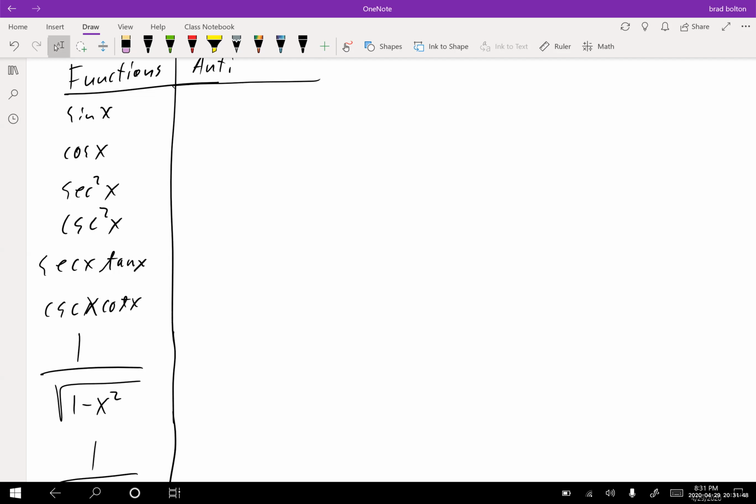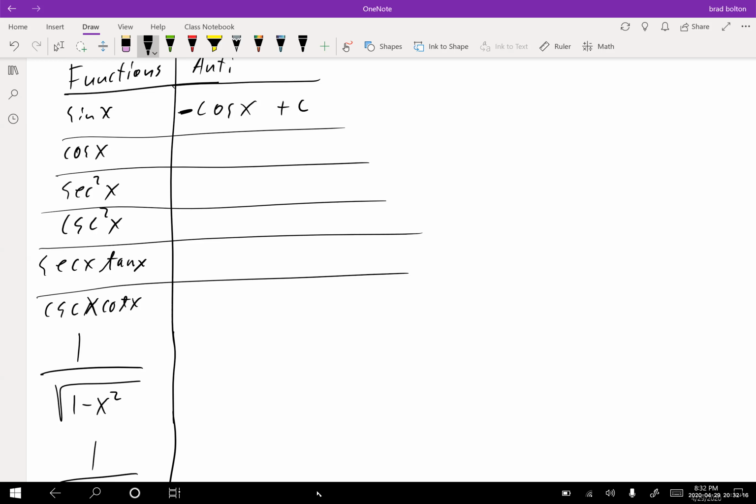Now, the antiderivative of sine of x cannot be plain old cosine of x plus c. And why not? Well, because if you took the derivative of cosine, wouldn't you get negative sine? And that's not a negative sign on the other side. So what you have to do to adjust is you say the antiderivative is negative cosine of x. Okay, so then what's the antiderivative of cosine? Sine x plus c. Now let's double check. What's the derivative of sine x? Cosine x. What's the derivative of c? 0. So it worked perfect.